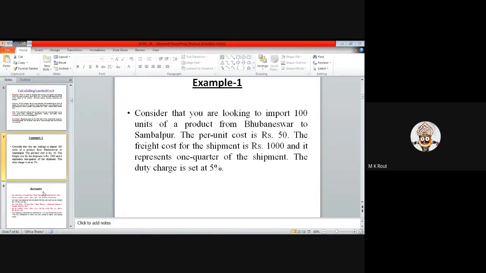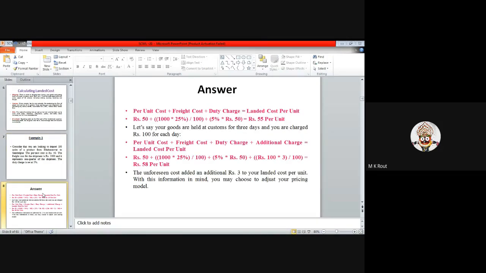So in the case of landed cost, I write the per unit cost, that is 50 rupees, and the freight cost, that is 1000. But the thing is that it represents 1/4, and 1/4 means 25 percent, so we multiply by 25 and divide by 100. That is the freight cost. The duty charge is given in the question as 5%, and that 5% is applicable to the cost of the product, that is, 5% multiplied by 50 rupees. In this regard, you have calculated the landed cost per unit as 55 rupees.